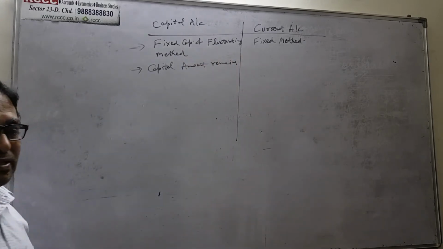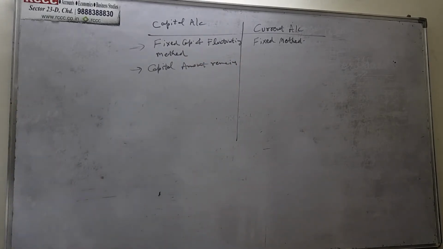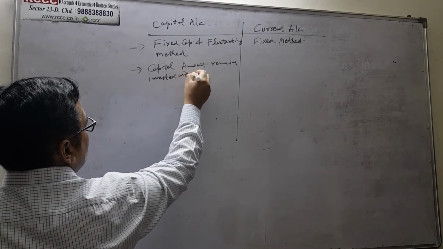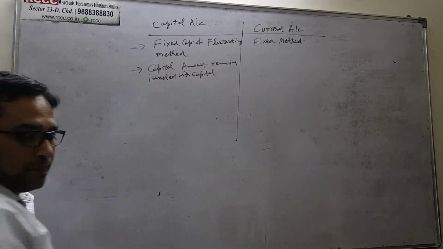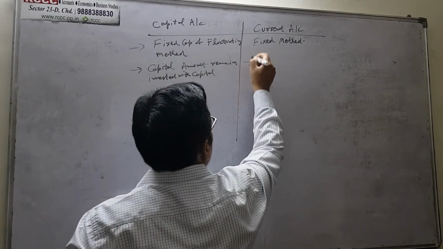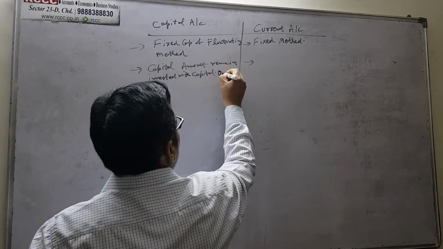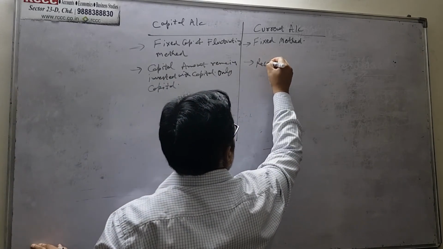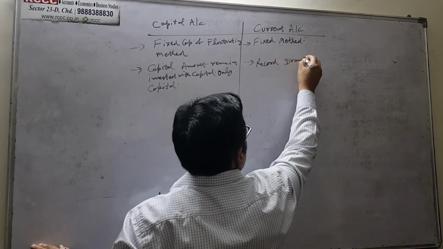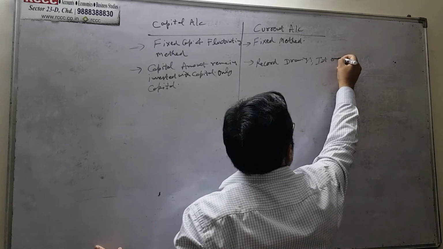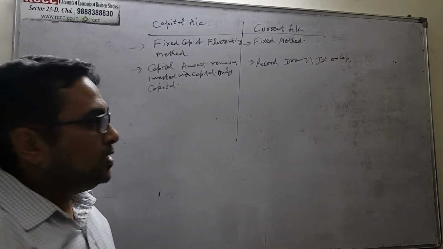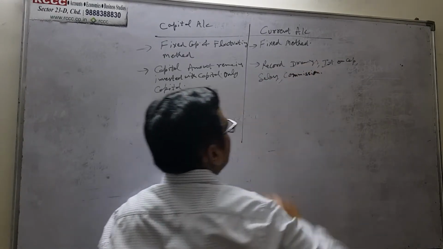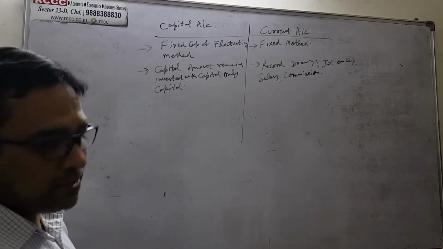Next, capital account remains. So what happens in this case? In this case, the capital account remains invested with capital. So here we record only capital. In the current account, we record drawings, we record interest on capital, we do record the salary, right? This is the basic difference between the capital account and the current account.